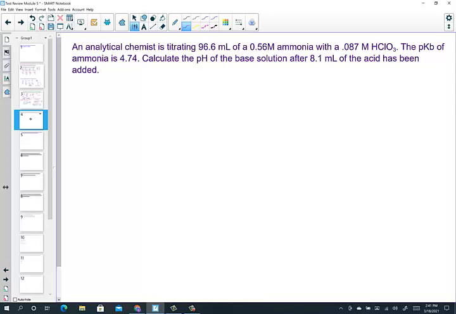Our next test prep question. We have an analytical chemist titrating 96.6 mils of a 0.56 ammonia. All right, so let me just pause. I'm going to write down some ingredients. I see the base we are using is ammonia. It's given to me as 96.6 mLs, and its concentration of 0.56 molar. We're reacting that with a strong acid. This is chloric acid, HClO3. So we have a weak base versus strong acid titration. This concentration is 0.087 molar.